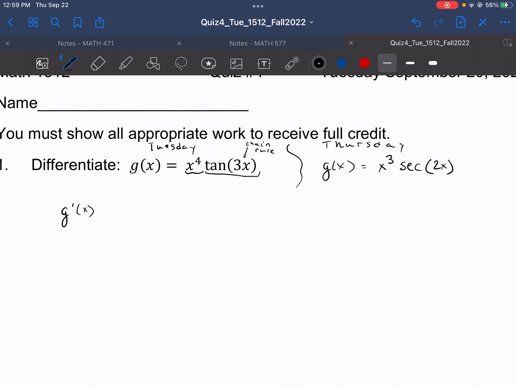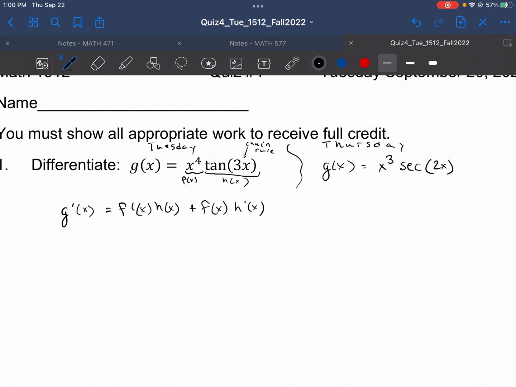So we got the product. We could say this is our f of x, this is our h of x, and then g prime of x is going to equal f prime of x times h of x plus f of x times h prime of x.